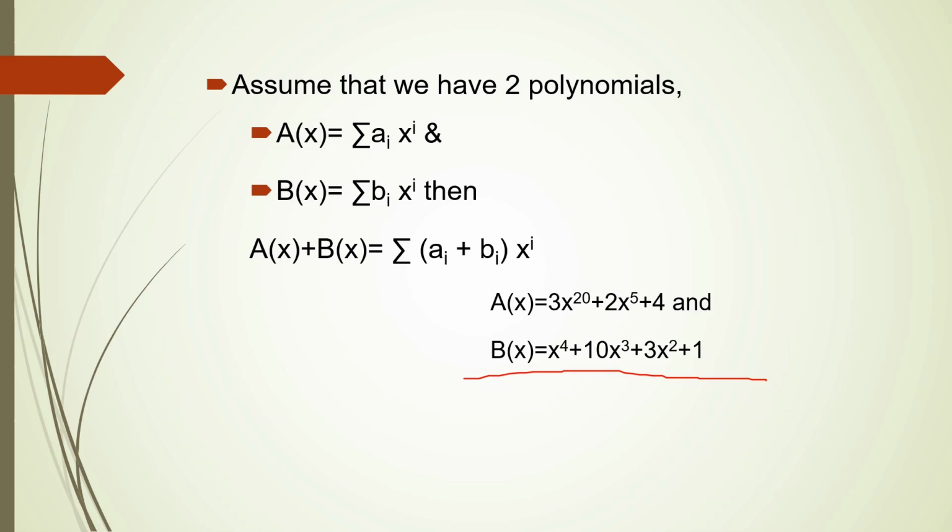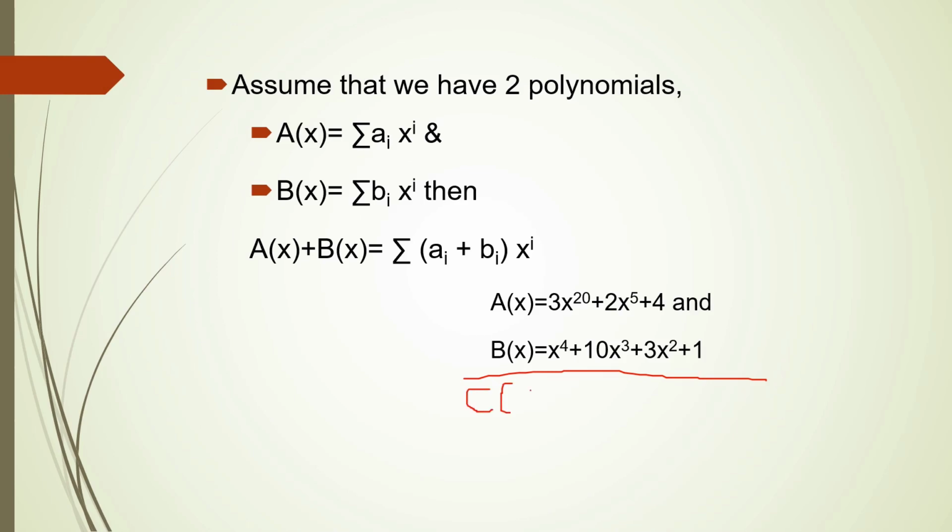If you want to perform the addition of two polynomials, you have to compare the exponent of the first polynomial with the corresponding exponent of the second polynomial. Here the exponent of the first term of the first polynomial is 20. The exponent of the first term of the second polynomial is 4. So 20 is compared with 4. 20 is greater than 4. Therefore you will add the term from A of x to the resultant polynomial, say C of x.